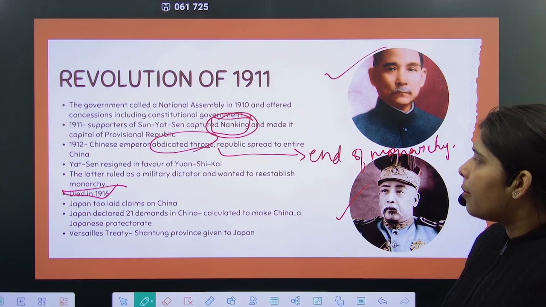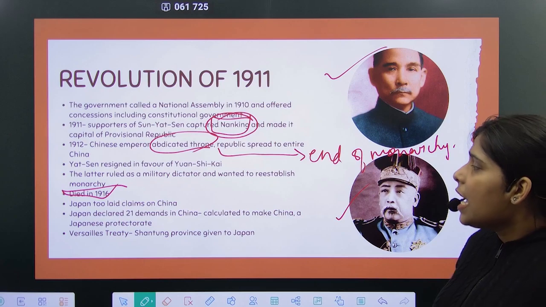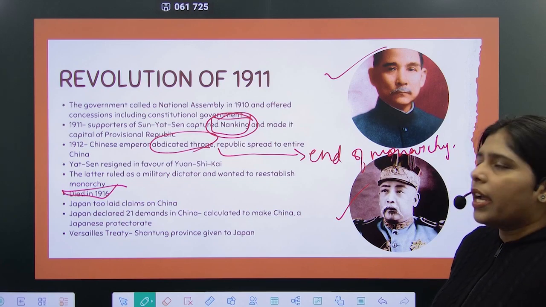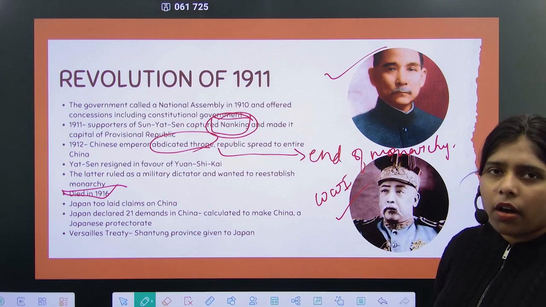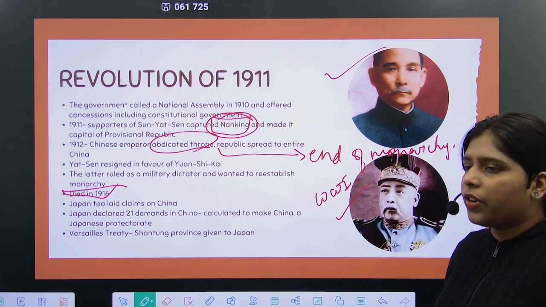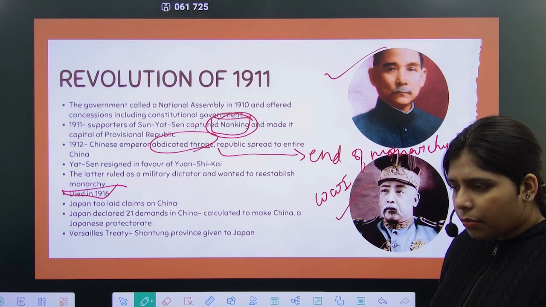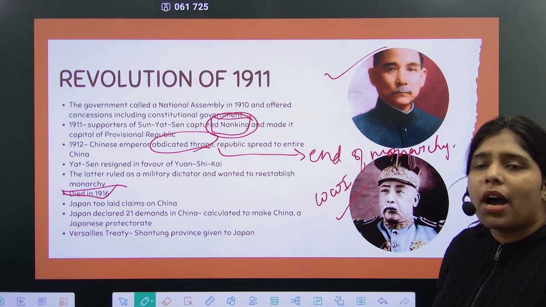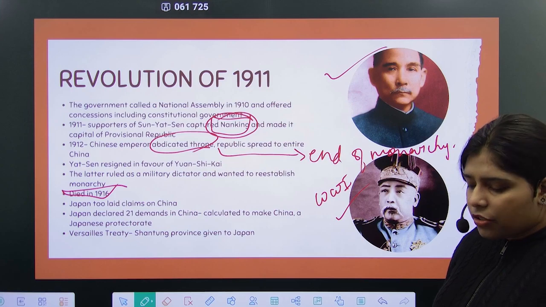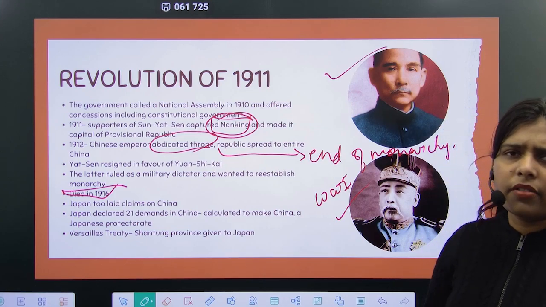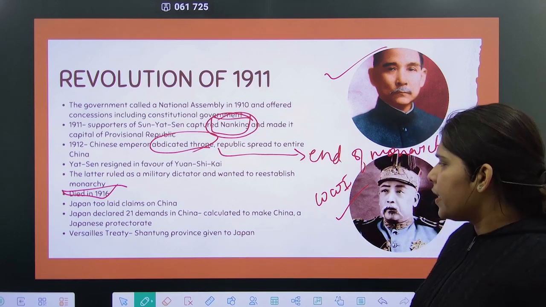The death of Yuan Shikai brought Sun Yat-sen to power once again, but before he could assert anything, the Japanese laid claims on China, and this was the situation of World War I. Let me tell you, during World War I, Japan was with Britain and France. Japan laid out its 21 demands in China during World War I. In these 21 demands, there were territories of Germany and territories of China, which Japan wanted to take under its own control.